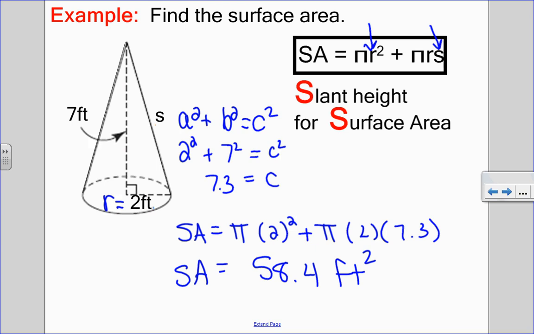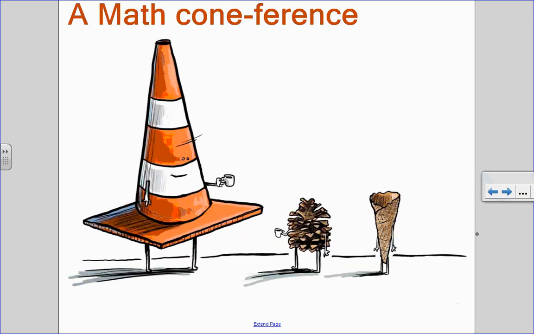So that is surface area of a cone, and I think that you guys are all experts at that, and you can join the math conference. Math conference. Get it?